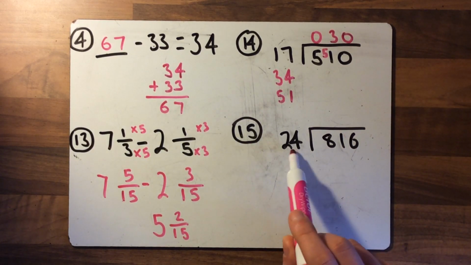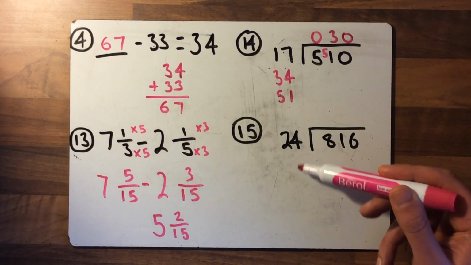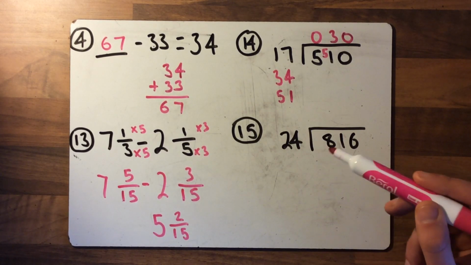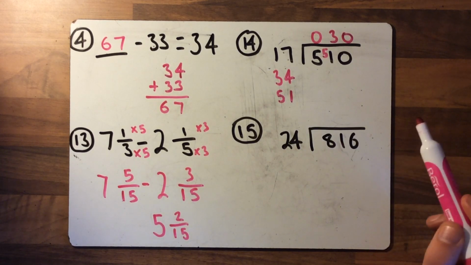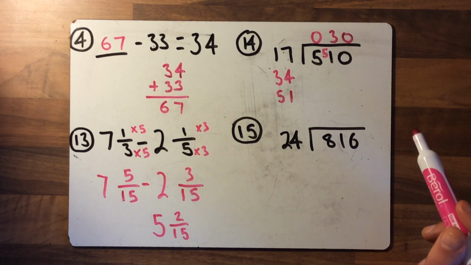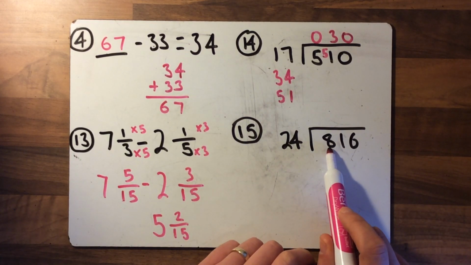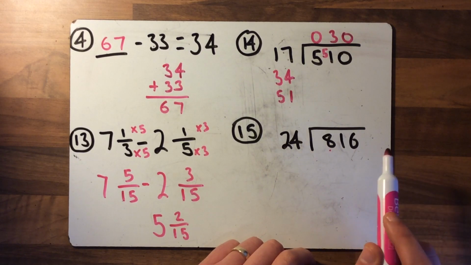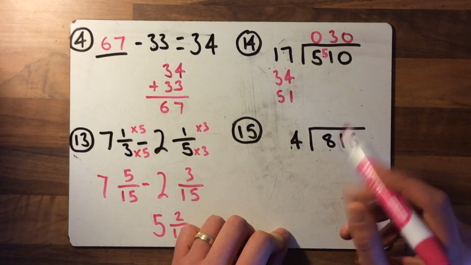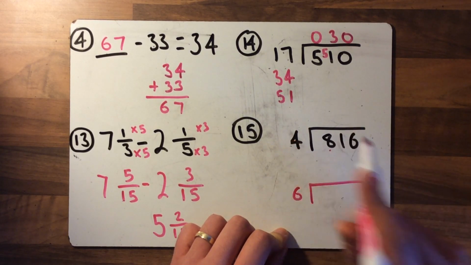Right, looking at number 15. Now 24, there are an awful lot of factors for 24. You could just write out your 24 times tables if you wished. You could have done 2 times 12, you could have done 3 and 8, you could have done 4 and 6. Lots and lots of different ways you can do this. I'm going to do 4 and 6. The reason why I've done that is I can see here that there's an 8 and there's a 16 in there. So it's going to be quite straightforward to do that. So I'm going to use 4 and 6 because we times 4 and 6 together to get to 24.